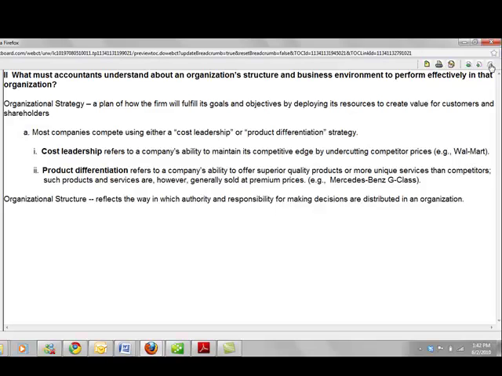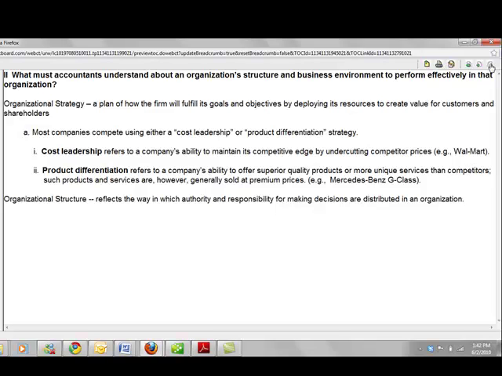So the focus from the cost accounting perspective is to keep costs as low as possible, measuring every single little bit of cost, making sure that we're looking at just pieces that are adding value that the customer is willing to pay for, and keeping prices down as low as possible.